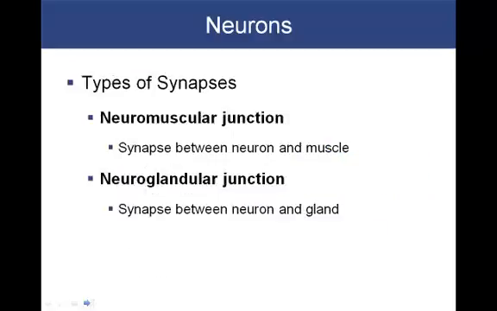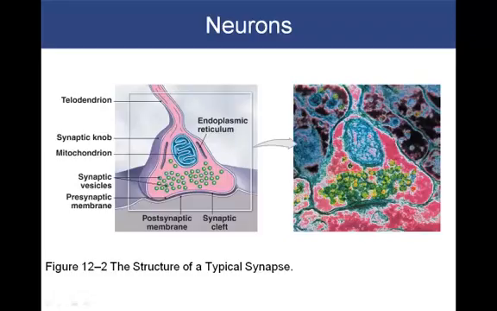Types of synapses: we've already seen the neuromuscular junction. The other type that we're going to introduce is the neuroglandular junction. This is a synapse between a neuron and a gland. We've already seen this picture. This is actually a micrograph showing the terminal axon with all of the little vesicles, and you can see them here.